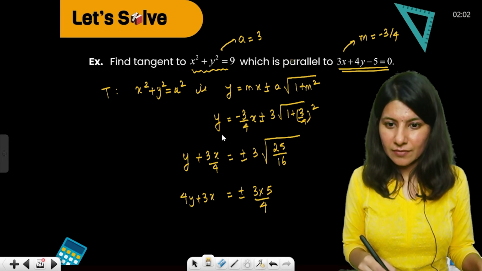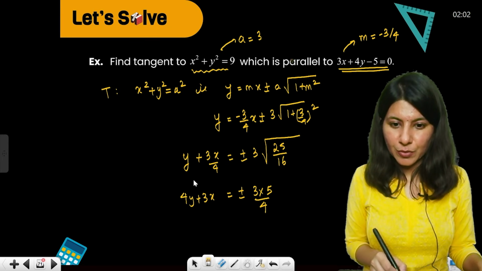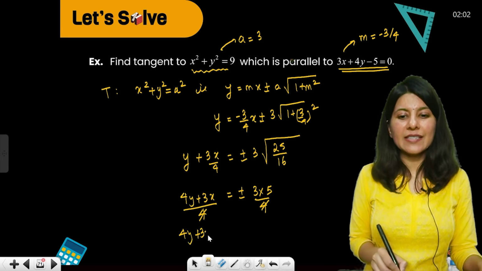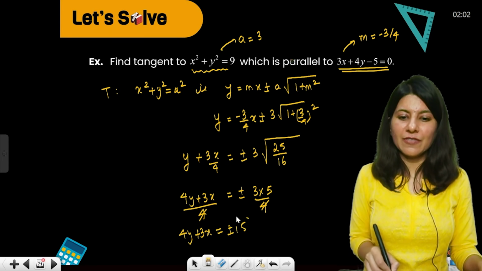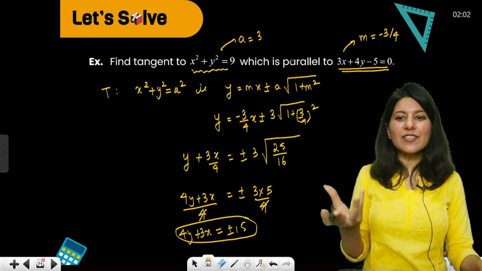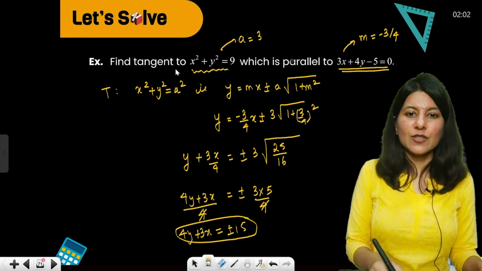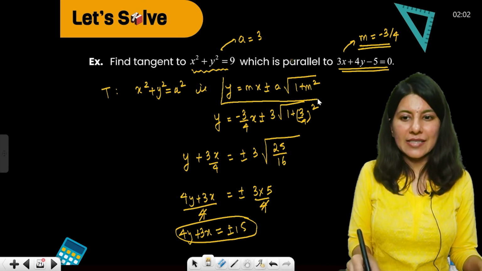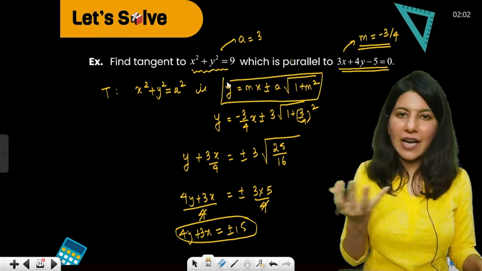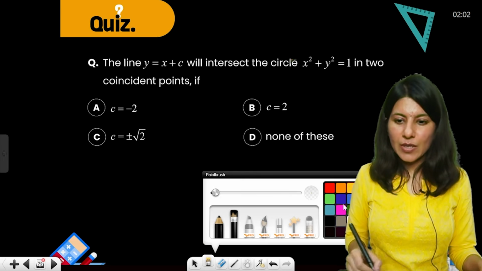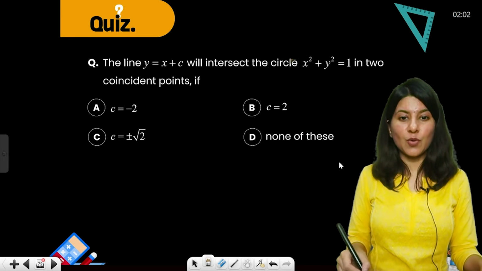Okay? By 4 is also there, right? Correct. So 4y plus 3x is equals to plus minus 15 is your answer. Okay? So there will be two tangents of the same slope. Correct? So tangent which is parallel to this will have this slope and equation as this. So just plug in the values and solve it out. Okay. All right. Now let us move on to the next problem.